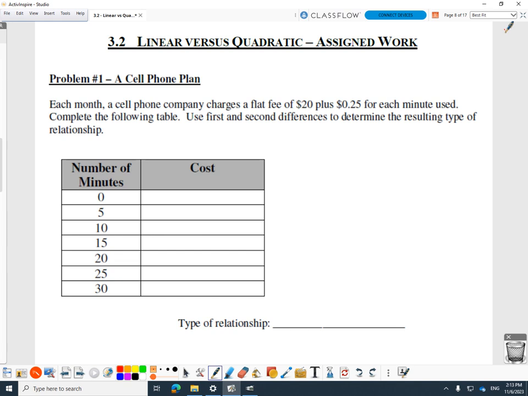Each month, a cell phone company charges a flat fee of $20 plus 25 cents per minute. I know you guys have no clue about this because cell phone companies don't charge like this anymore. But maybe you could think of it as $20 plus 25 cents per gigabyte. Yeah? For data, because some companies still charge like that. Complete the following table. Okay, if I use 0 minutes, how much does the plan cost me? $0. No, still 20. Yeah?